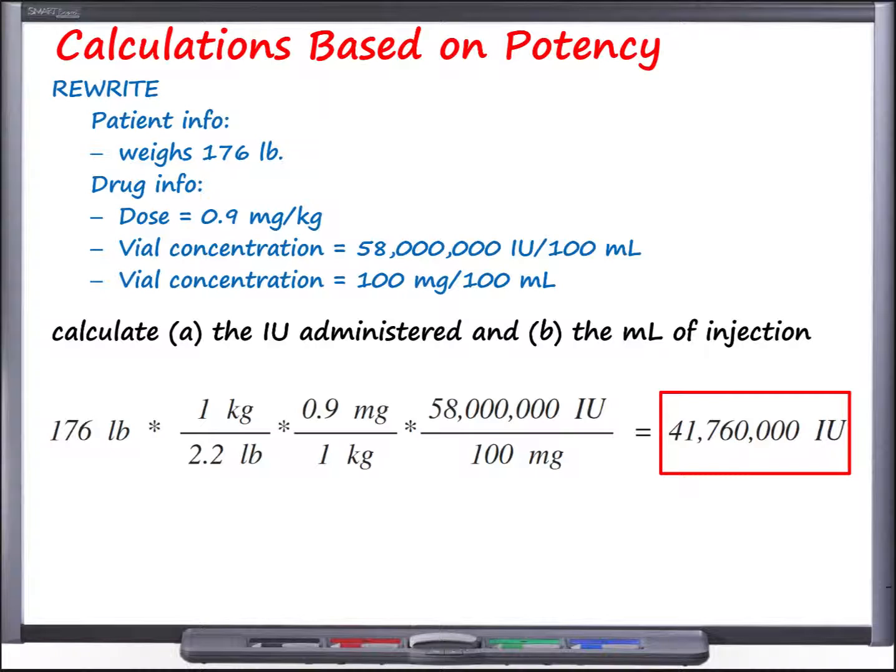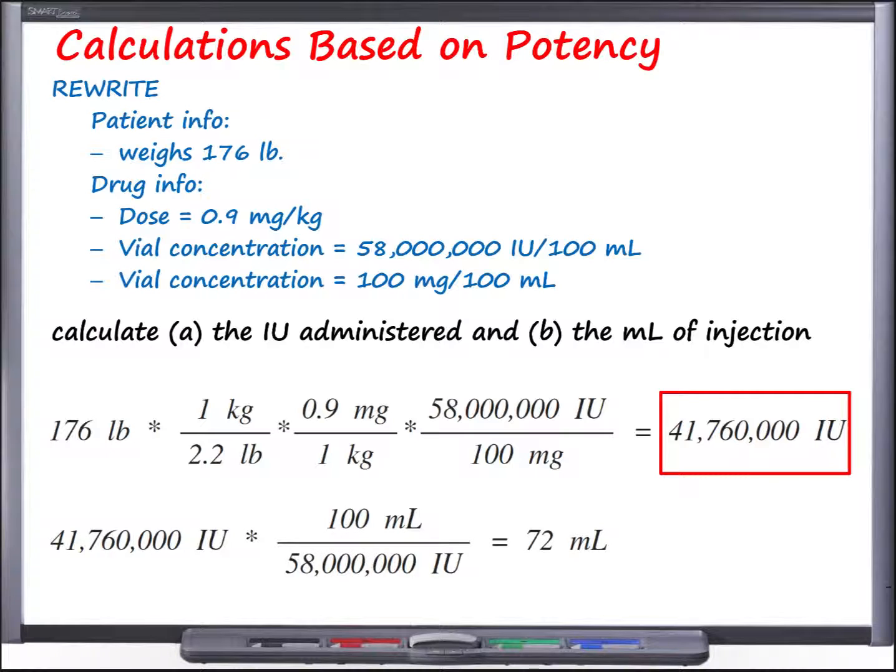So if you do that math all the way across, you'll see that this 176-pound person converted to kilograms times 0.9 times the concentration would give us a total dose of 41,760,000 international units. That's how many units this patient will receive. So that's the answer to part A. Part B will want us to calculate the volume for that.